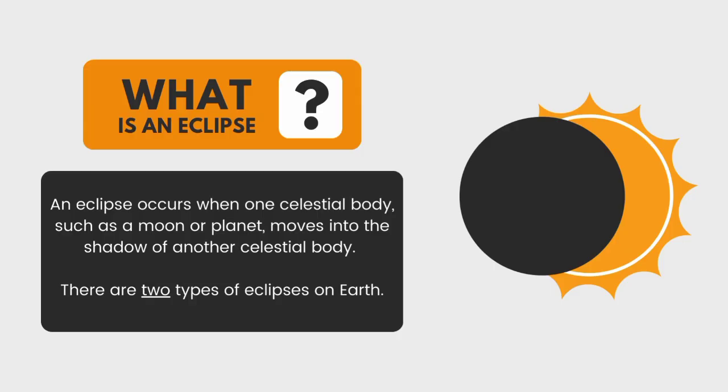This is quite interesting. What is an eclipse? An eclipse occurs when a celestial body such as a moon or planet moves into the shadow of another celestial body. There are two types of eclipse on Earth.